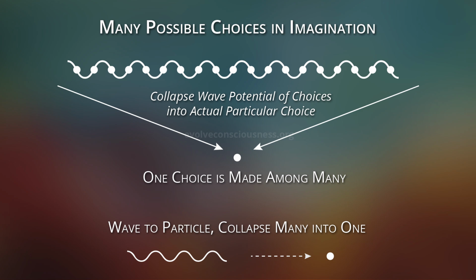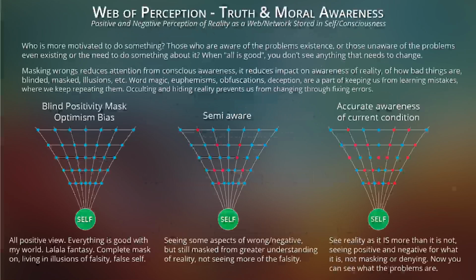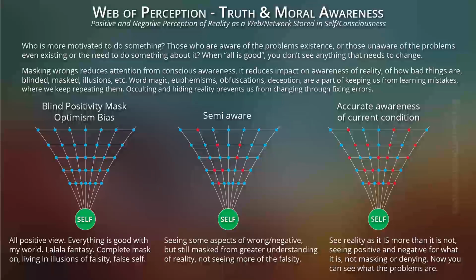So we'll go to infographic number 7. This is one I had made many, many months ago. I'm just waiting for some place to present it. Since I was doing a revamp on truth, I've put it here. So this is about the web of perception, truth, and moral awareness. Positive and negative perception of reality as a web network stored in self and consciousness. So this relates to how much you can see of reality as it actually is, and how much that actual perception can realize the real lies with real eyes.